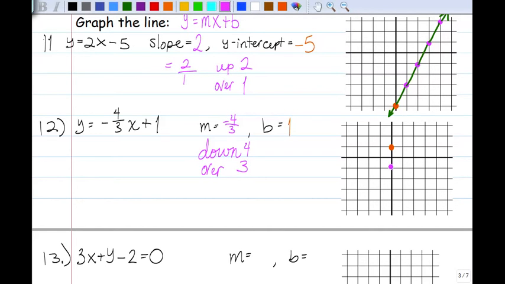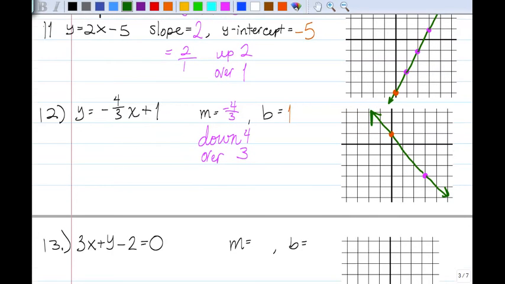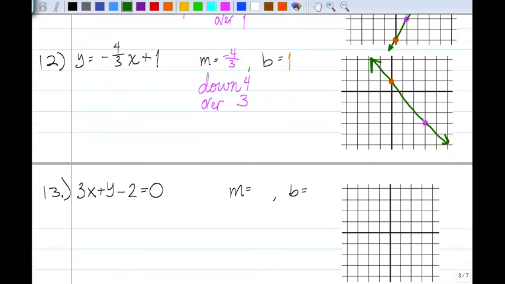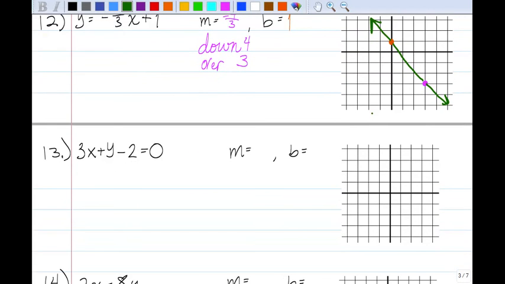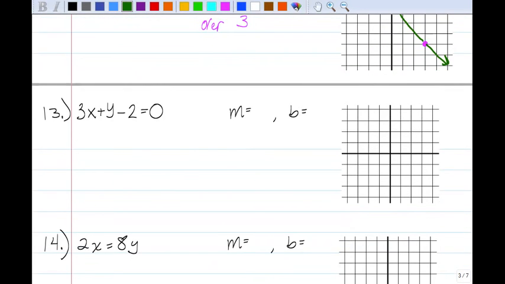So 1, 2, 3, 4, 1, 2, 3. And I don't really have room to do any more points, so 2 points is sufficient. Although if you're doing it by hand, more is always better, but it's good enough.